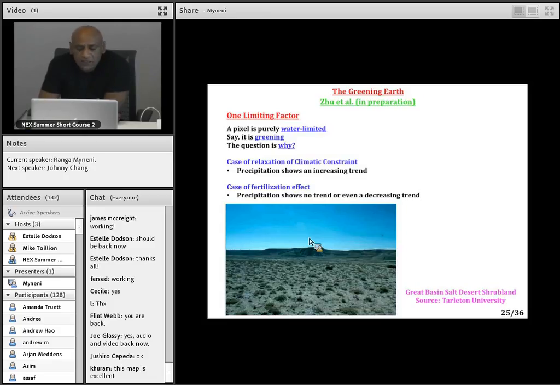Now, on the other hand, if precipitation at that location shows no trend or even a decreasing trend, but in the NDVI dataset we see that it is greening, then it is not a case of relaxation of climatic constraint, because the precipitation is showing a decreasing trend or no trend. So then we have to look for an alternate answer. The alternate answer could be CO2 fertilization, nitrogen deposition, or some anthropogenic influence. Obviously, this is the simplest case.